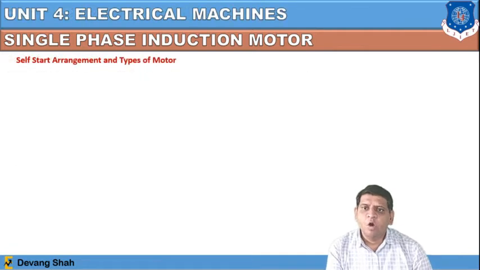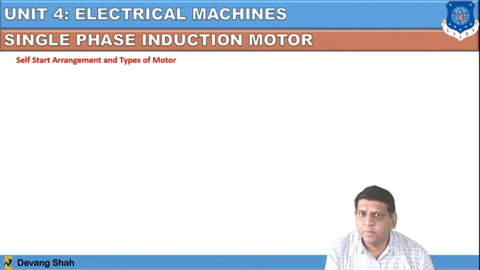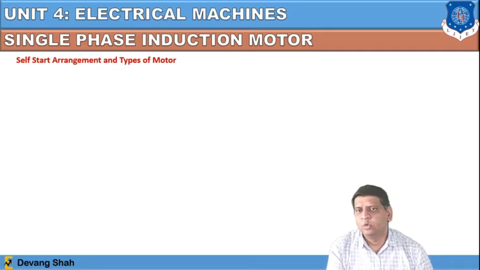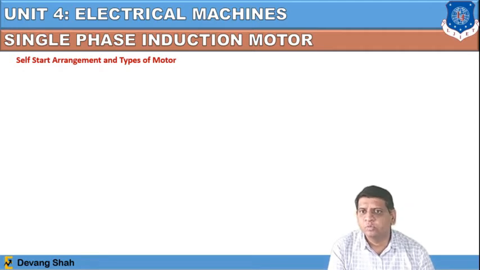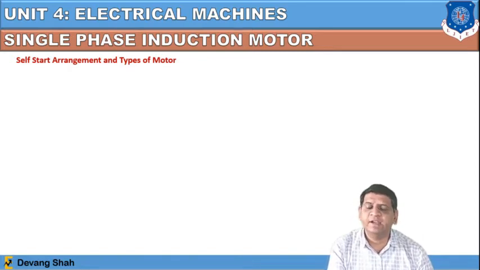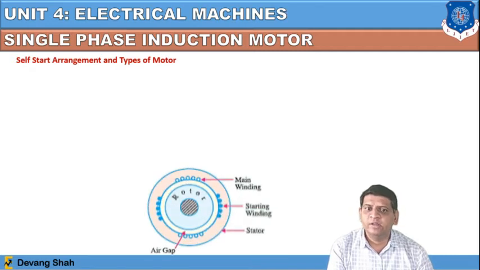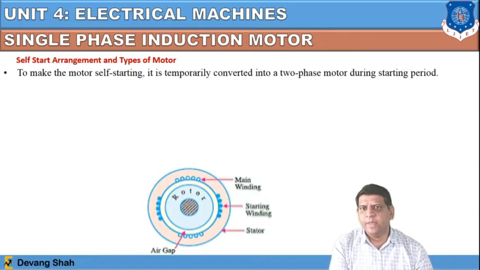Now, how can we generate a self-starting arrangement, and what are the types of the motors? This is the fundamental problem, where two fluxes are generated in opposite directions, so there is no movement of the rotor. The rotor cannot rotate in one direction. But if we provide two windings, a main winding and an auxiliary winding exactly 90 degrees from it, then it will provide the initial starting torque of this single phase induction motor. So to make the motor self starting, it is temporarily converted into a two phase motor during the starting period.